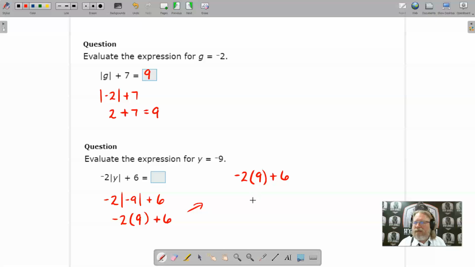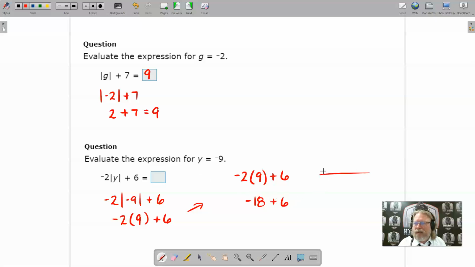Negative times a positive is a negative. 9 times 2 is 18. Notice how I say 9 times 2 as I point at the 2, then the 9. Same difference because multiplication is commutative. Order doesn't matter. So, and then negative 18 plus 6.